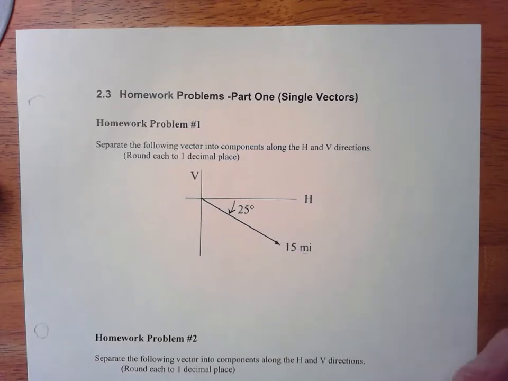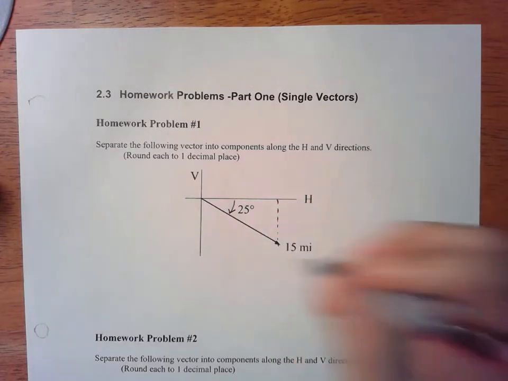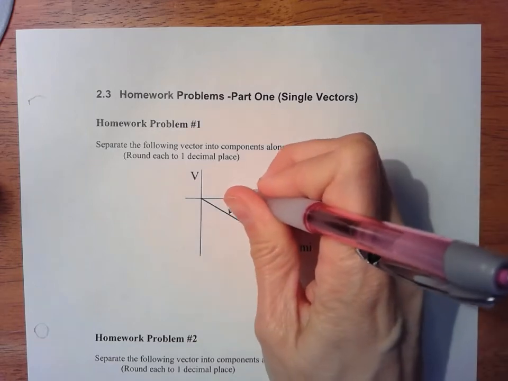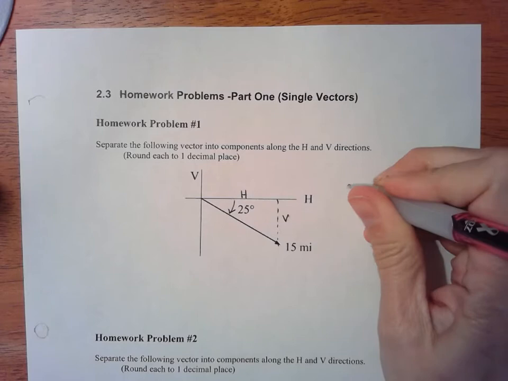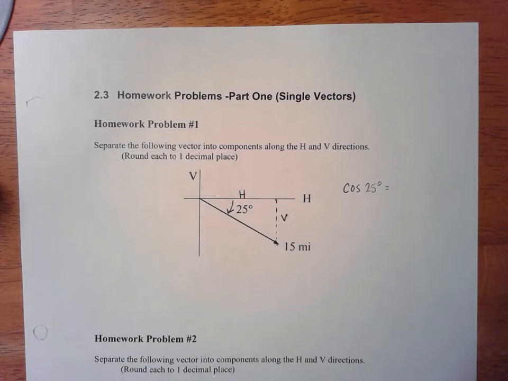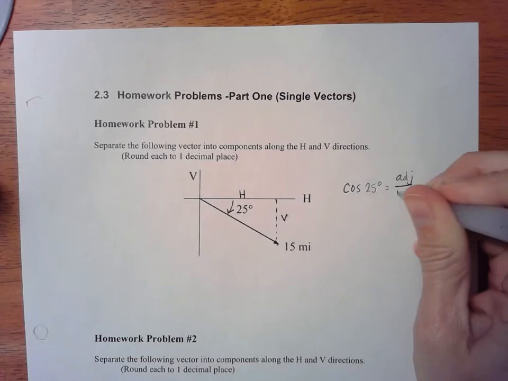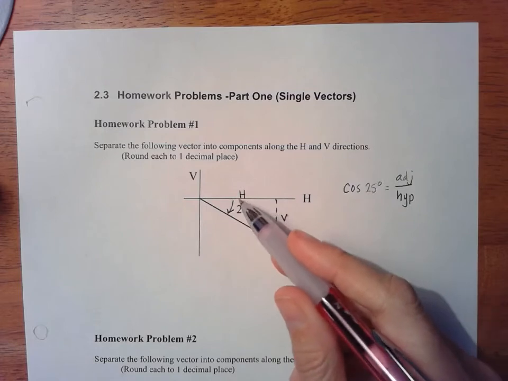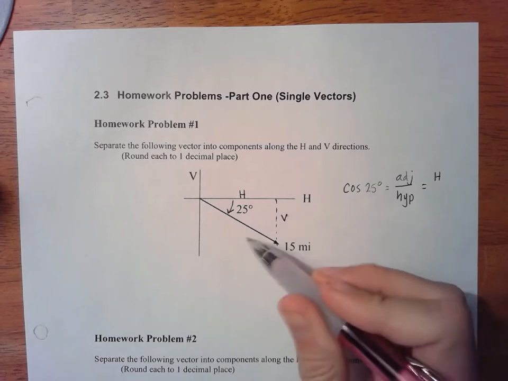So let's go ahead and sketch in our horizontal and vertical components of this vector. So we'll have a vertical component here and a horizontal component on this side. So let's start with our cosine relationship. We'll call that the cosine of 25 degrees, and we know that cosine is equal to adjacent over hypotenuse. And in this case, my adjacent leg to my angle is the horizontal leg, and my hypotenuse is that 15 miles.